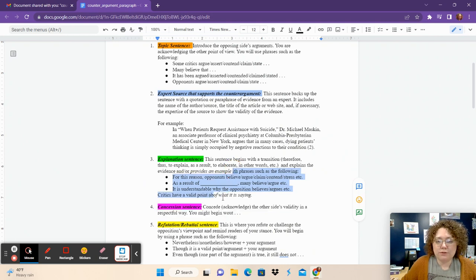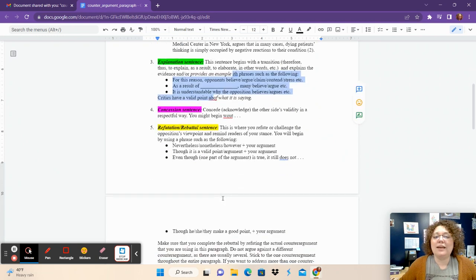Okay. So the first 4 sections are all the other side, why they disagree with you. You end the whole paragraph, though, in your yellow, which is your refutation or rebuttal, where you go, yeah, I get what you're saying, but I'm right. And then you explain why you're right. But you have to make sure you're talking directly.